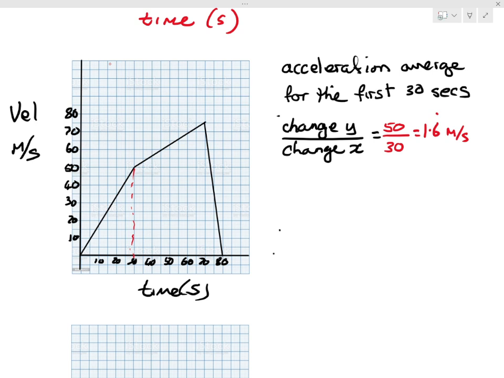So it may be counterintuitive that we've gone from 0 to 50. So why isn't it like 25 or something like this? This is just calculating the acceleration. We've gone from 0 and it's taken us 30 seconds to get to 50. So every second we've done an average of 1.6 meters per second acceleration. Yeah, we are accelerating.